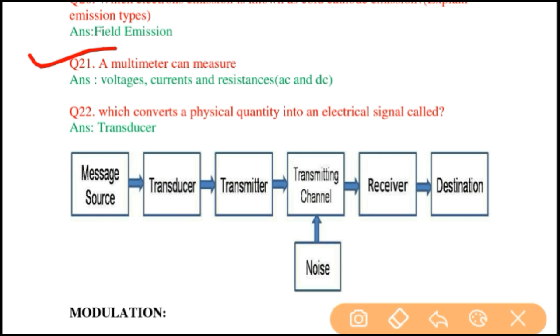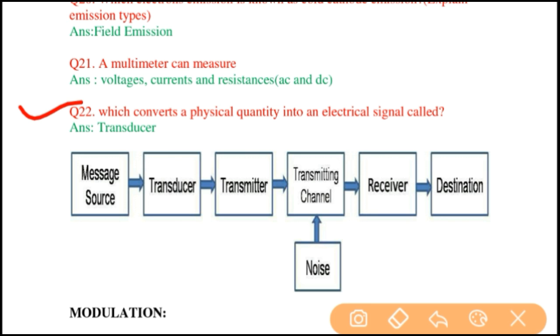Next question, a multimeter can measure. You can see we have analog as well as digital multimeters. Multimeters measure voltage, current and resistance. The voltage and current can be both AC as well as DC. With a small digital multimeter, we can't measure AC current, but with a higher rating digital multimeter, we can measure AC current also.